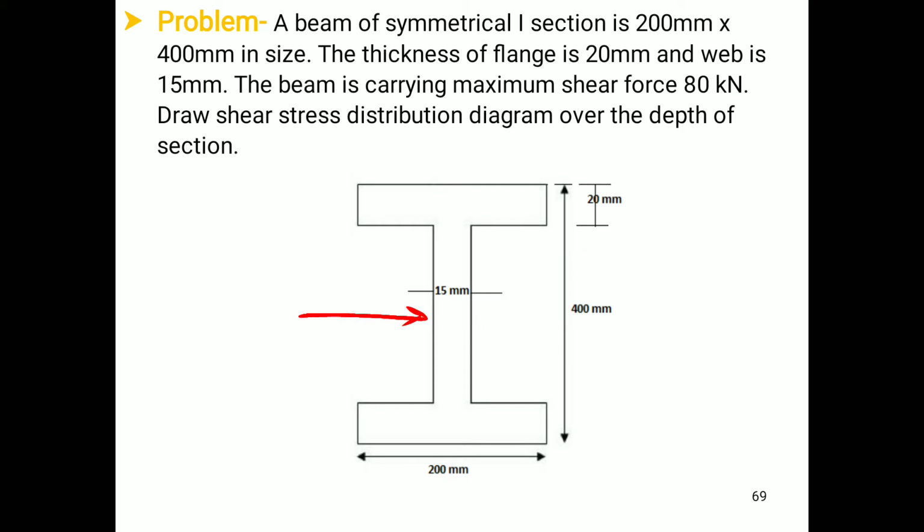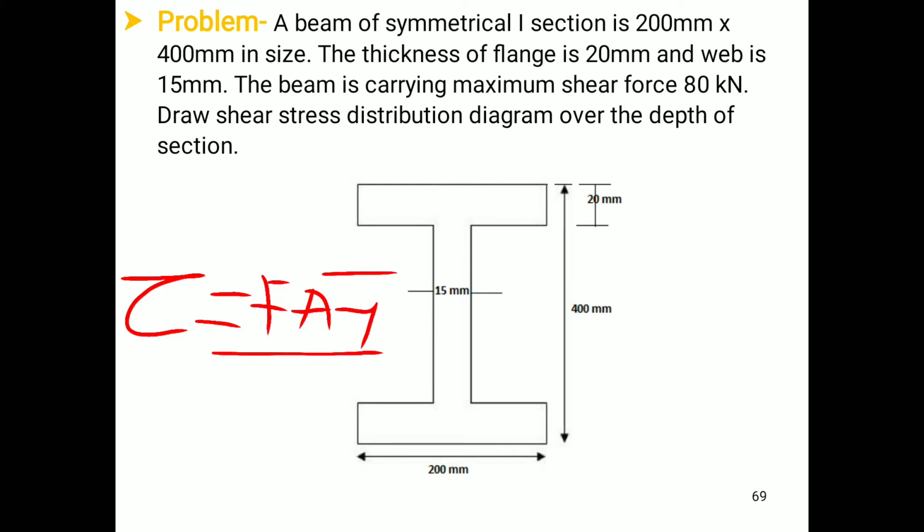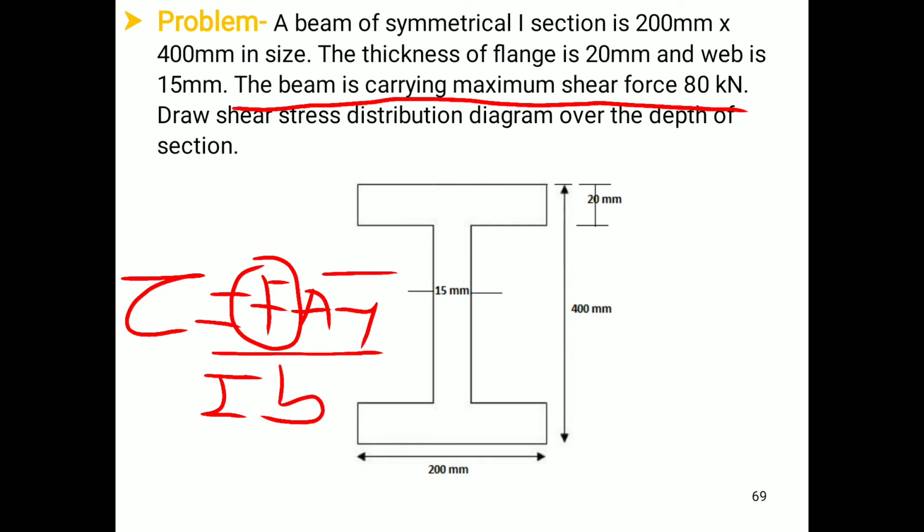The beam is carrying the maximum shear force of 80 kN. Now draw the shear stress distribution diagram over the depth of the section. Shear stress distribution diagram, we have already derived the formula for the same. We have F A y bar upon I B. Now in the numerical, the beam is carrying maximum shear force of 80 kN, means the value of F is given in the numerical. We have to find out the value of A, y bar, I and B from the figure.